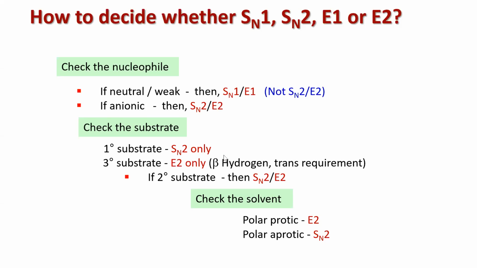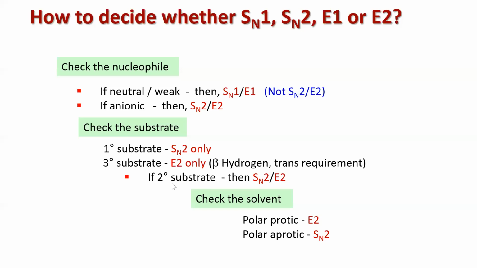It is going to be SN2 only, right? Understood? If it is a tertiary substrate, only the E2 reaction will take place. So for a tertiary substrate, the nucleophile should be an anion, and the substrate should be a tertiary one, and it is going to be the E2 mechanism, right? For E2, I told you earlier, it has to have a trans arrangement. The leaving group and the hydrogen which is getting abstracted have to be in a trans arrangement.